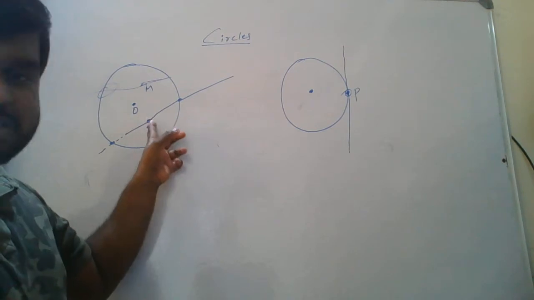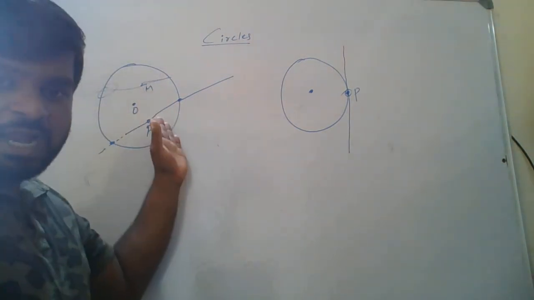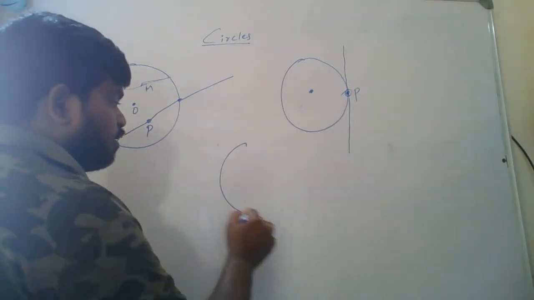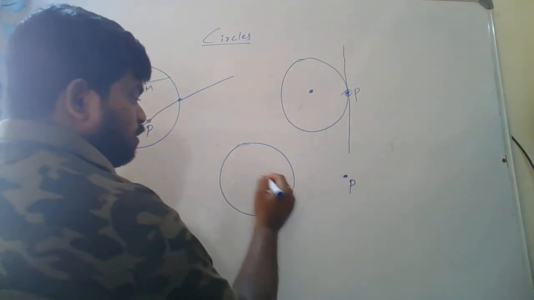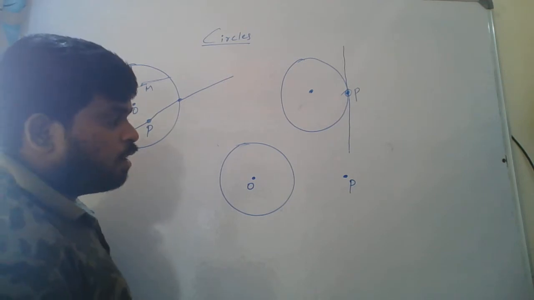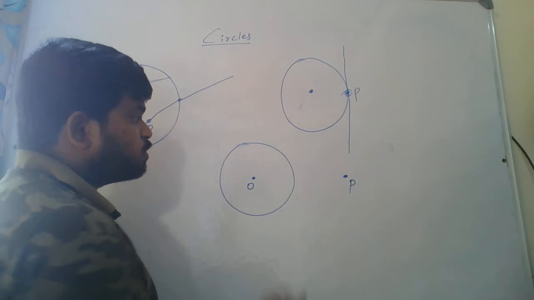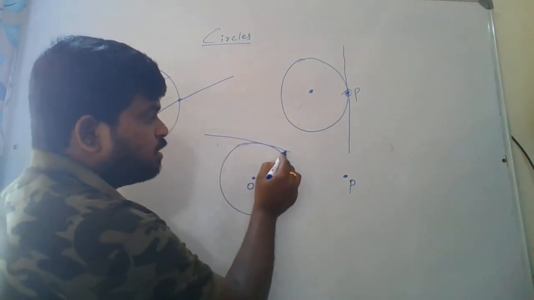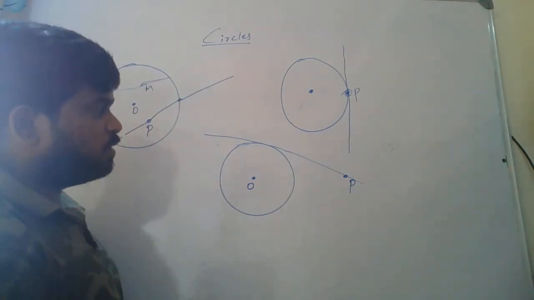If a point is inside the circle, no tangent can be drawn. The next one will be outside. If a point is outside the circle, I have to draw a tangent in such a way that it passes through this point also. Observe, let me draw a tangent like this. See, this is a tangent. At the same time, it is passing through this point. Possible? Yeah.